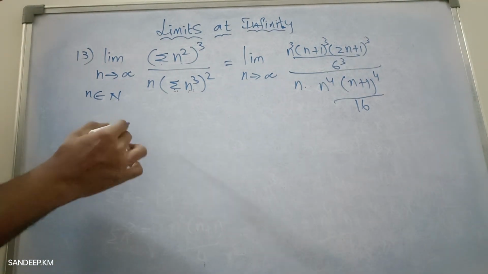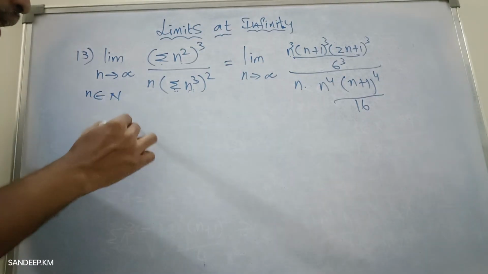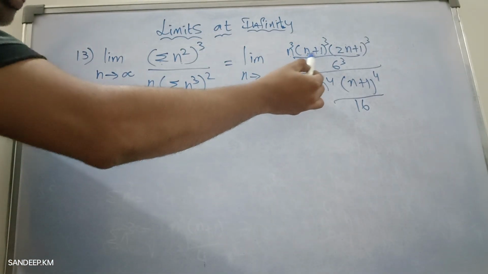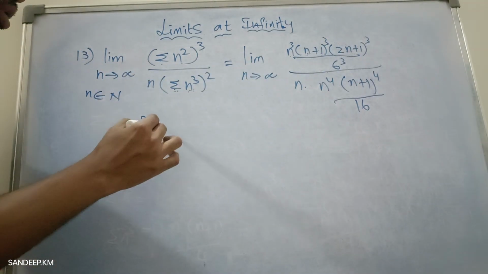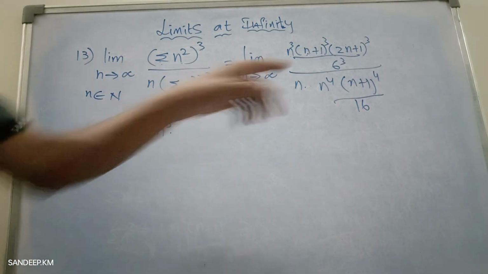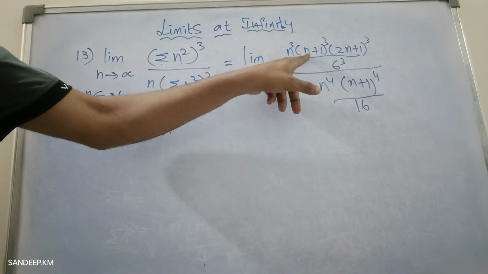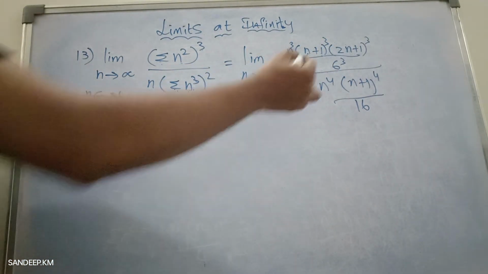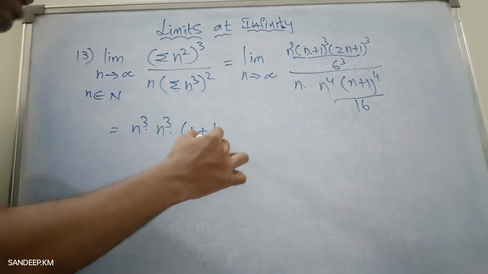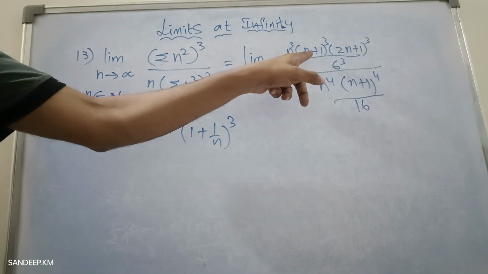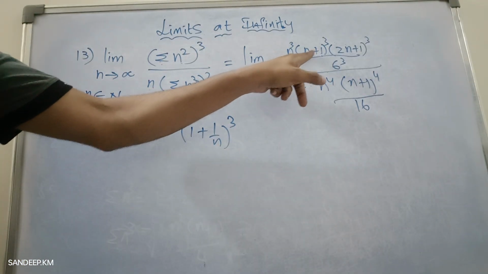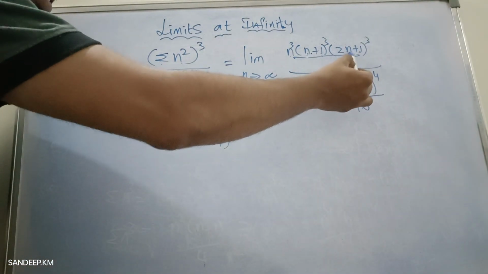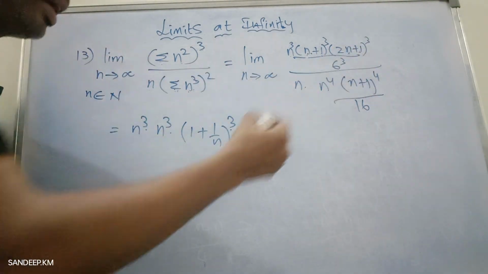Dear students, observe carefully. In the numerator, n cube is already there, correct or not? Here if I take n common in these two terms, it takes the power 3. So n cube into 1 plus 1 by n whole cube. I took n common here and here, so this term becomes 1 and this term becomes 1 by n, of course whole cube. In these two also I will take n common.